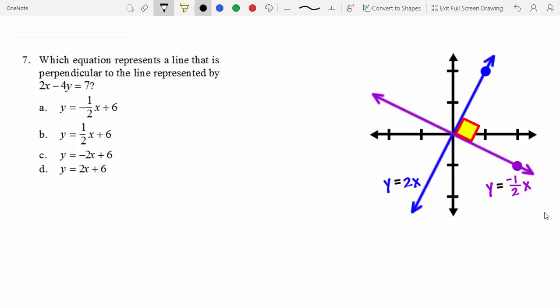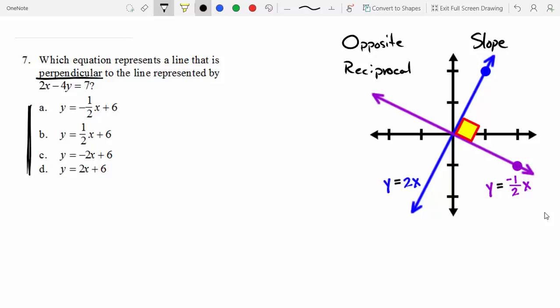So 7 says, which of these will represent a line that is perpendicular to the given line? So when we hear perpendicular, there should be a phrase that comes to mind, and that is opposite reciprocals. Reciprocal. And whenever you're dealing with perpendicular or parallel or even lines, slope is super important. It's something that should pop out at you.